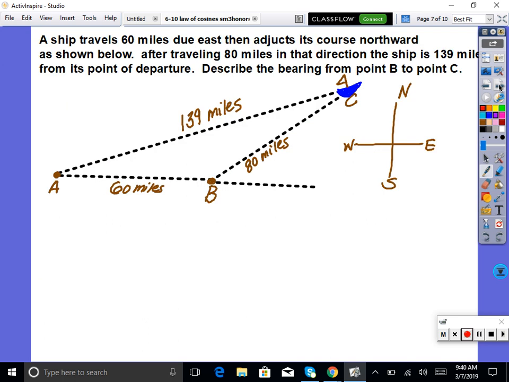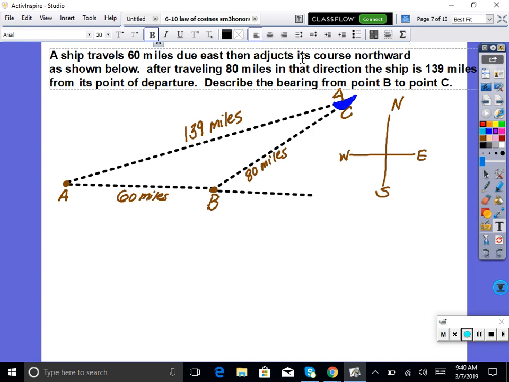Okay, last one is with some trig bearings. Last example of law of cosines. So let's look at this one. It says, a ship travels 60 miles due east, starting at point A, everybody. They've actually given us the picture in this one. It says a ship travels 60 miles due east and then adjusts, what the heck, I need to go back and fix this before I teach the next one. And then adjusts its course northward as shown below.